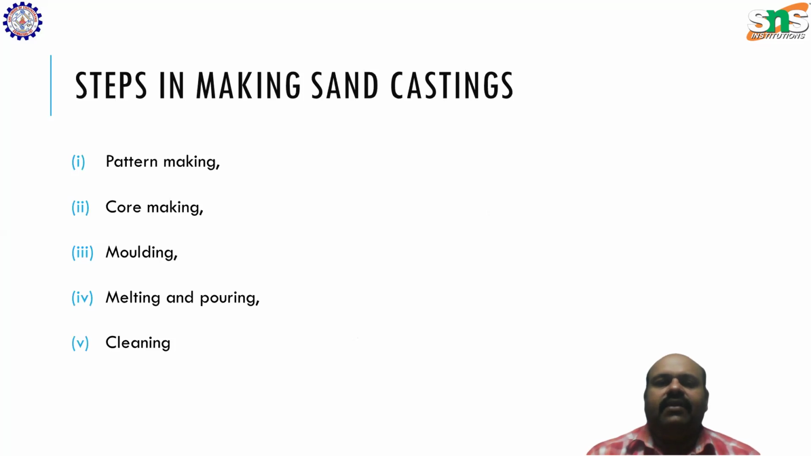So the steps in making sand castings are: initially we have to prepare a pattern that resembles the model, and we have to make the cores, the hollow portions of any object in the casting, and we have to prepare the mold, that is cavity preparation, which is called molding. The next process is we have to melt the metal and pour it into the cavity. Finally, the cleaning process. These are all the steps in making castings.